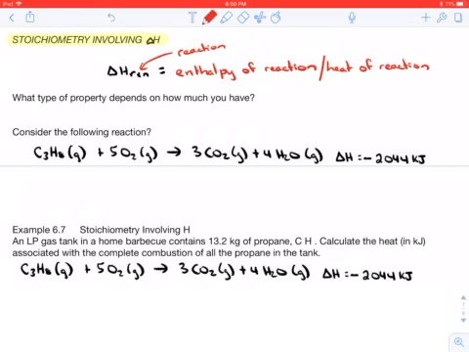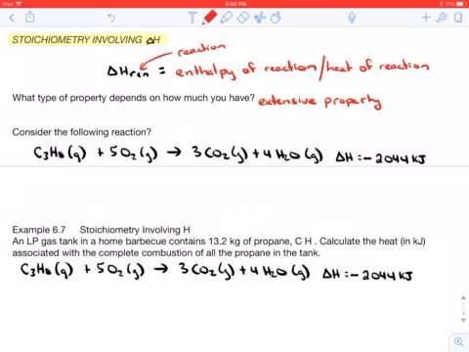So what type of property depends on how much you have? This is now like the third time I've asked you this question. This is an extensive property. Remember, that means how much you have. So let's talk about what that means.